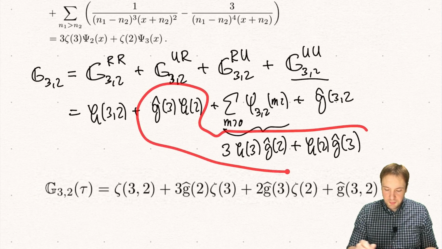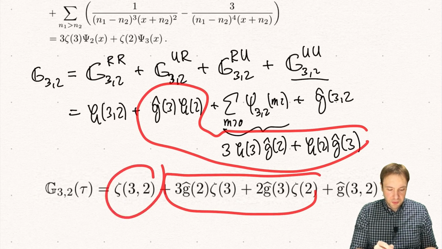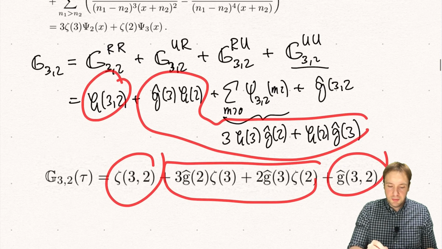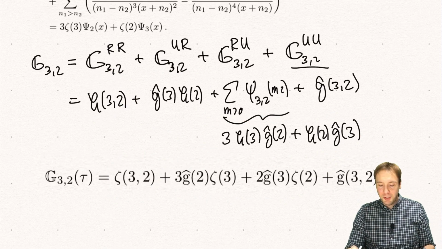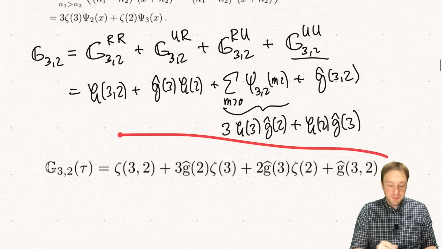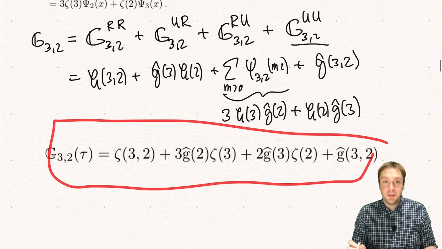Because then we add them up and we get this, and the constant term is this, and this g hat is this guy here with a bracket. Okay, and this example we will use later.